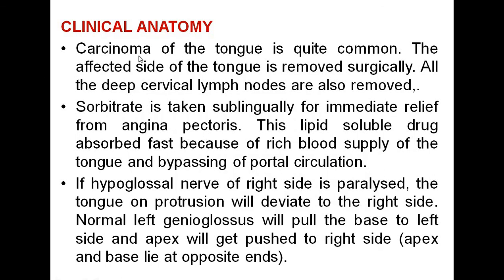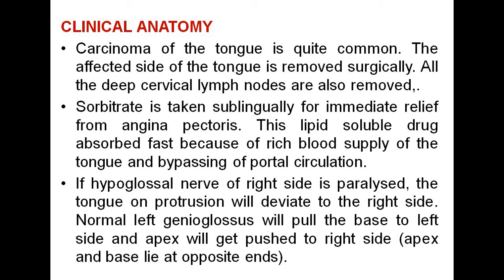The carcinoma of the tongue is a very common condition. It mainly involves the anterior two-third part of the tongue at its lateral margin. The affected side of the tongue is removed surgically along with the involved lymph nodes, and that is called block dissection of the tongue. So 64% of the carcinomas are mainly present in the anterior two-third part of the tongue, whereas 16% are present at the posterior one-third part, and so on.